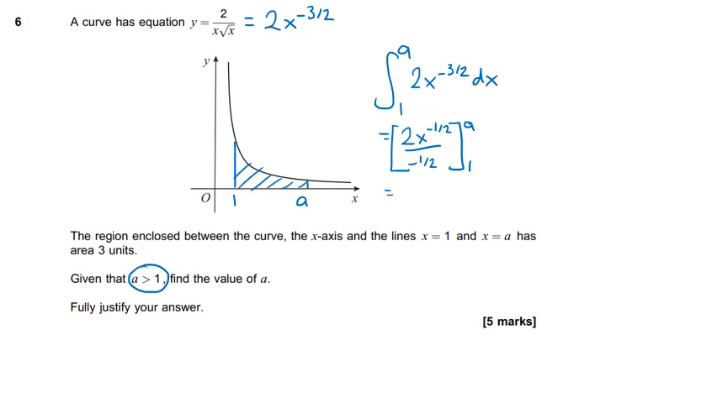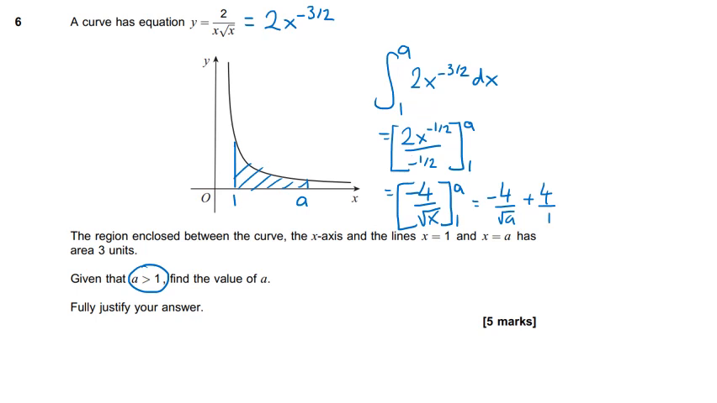If you divide by minus a half, that's the same as multiplying by minus 2. So I've got minus 4. And then x to the minus a half means 1 over root x. So we've got that. We're just simplifying. So put those values in. So I've got minus 4 over root a minus 4, so plus 4 over root 1, which is 1.